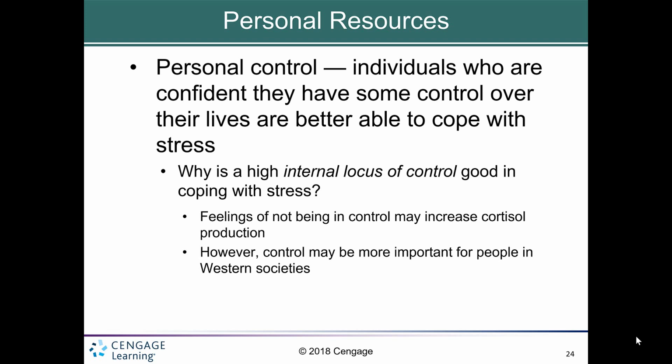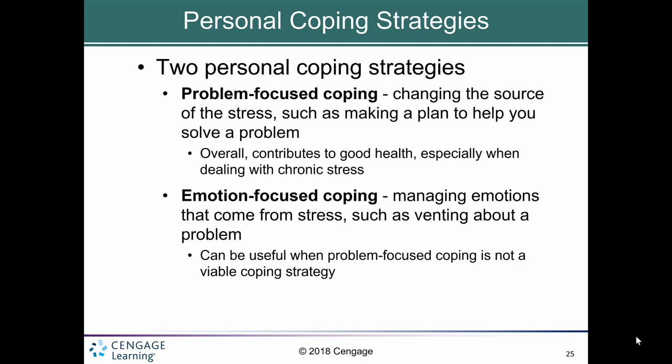Optimists are people who expect good things to happen to them, whereas pessimists are people who generally expect bad things. Optimists experience less emotional distress than pessimists. When people feel confident that good things are likely to happen, they are more likely to persist in pursuing important goals in the face of stress and setbacks. So be optimistic. So what about coping strategies?